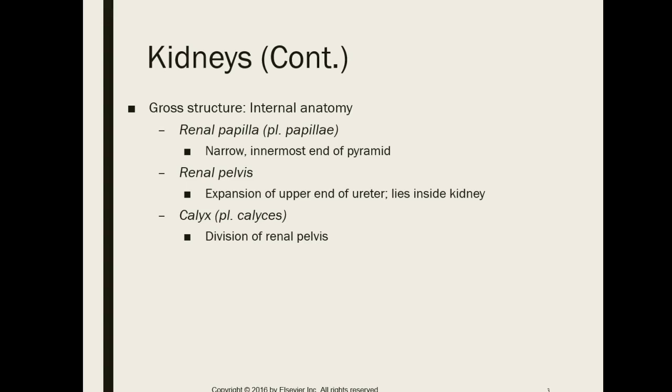The renal pelvis is going to be an extension of the upper end of the ureter, but it lies inside the kidneys. And then the calyx or calyces are divisions of the renal pelvis.